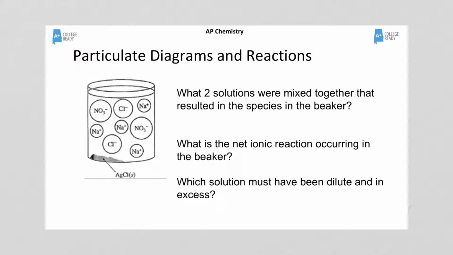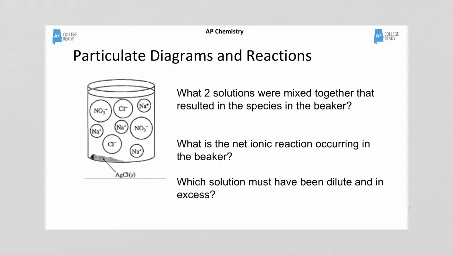So you notice there's a precipitate, AgCl, so kind of work backwards from that. And then the other question is, what is the net ionic reaction occurring in the beaker? And then which solution must have been dilute and in excess? So start with trying to come up with a double replacement reaction. So what would have been the 2 solutions that were mixed together? If we end up with AgCl, AgCl could not have been one of them because it is a precipitate.